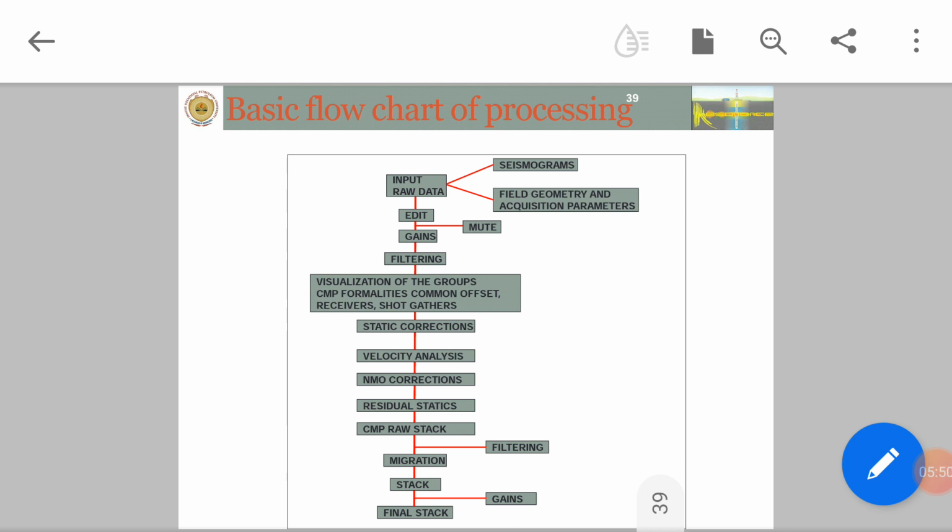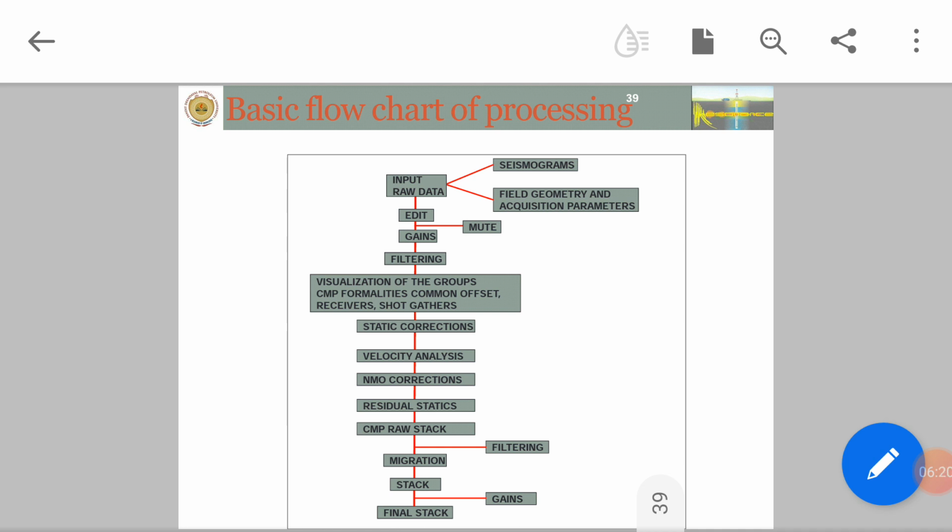Editing is required because not all parts of the data are good, so we may need to remove some part of the data, where we apply muting. Then we apply gain. We understand that the amplitude has decayed in the deeper horizon because the energy exponentially decays. So we need an inverse filter called automatic gain control, which is a window-based amplitude enhancement filter to improve the amplitude of the deeper targets.